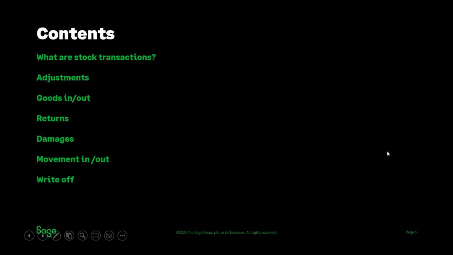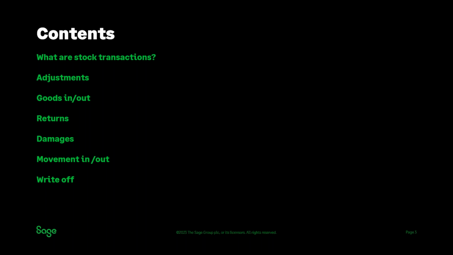First of all, we're just going to very briefly talk about what the stock transactions are. We're going to look at adjustments, goods in and goods out, returns, damages, movement in and out, and then write off. It might be that you've not come across a lot of these before, and that's exactly the idea of today's session, to show you what is possible with the software. Now, some of the features you might not have seen because you're maybe on essentials, so we will try and highlight where possible where it is a feature that is only available in certain levels of the software.